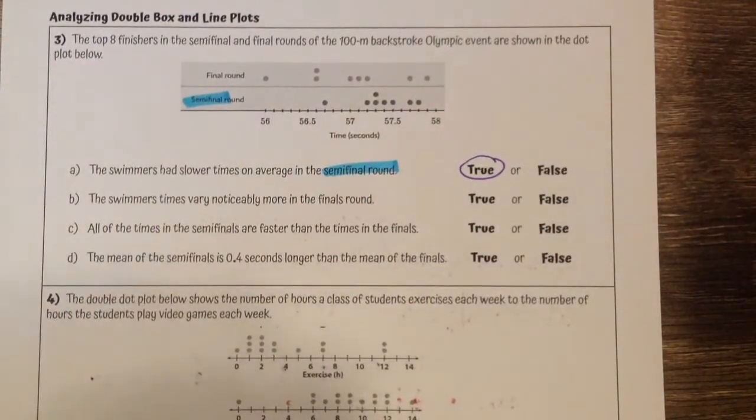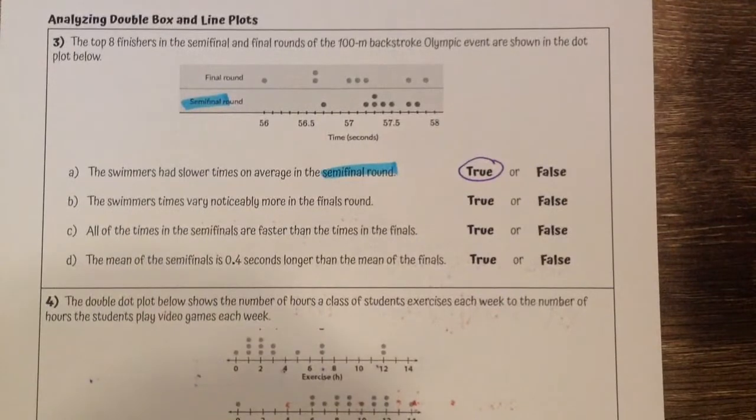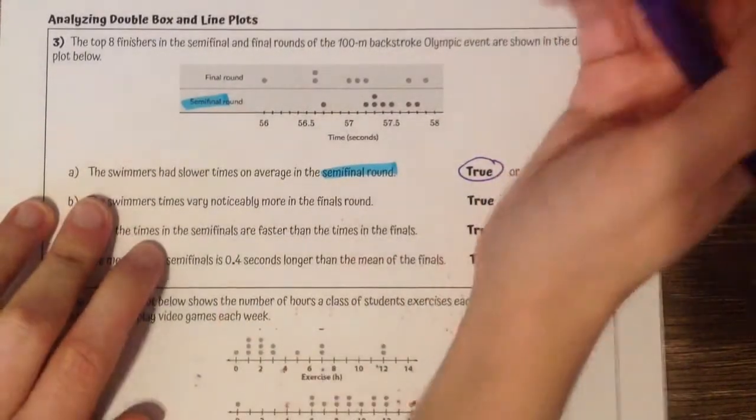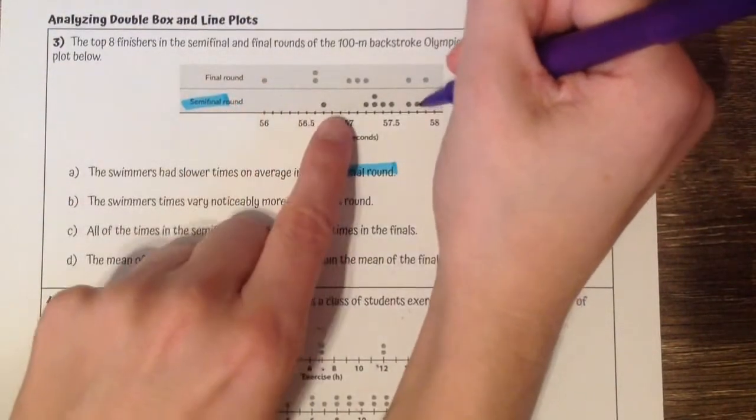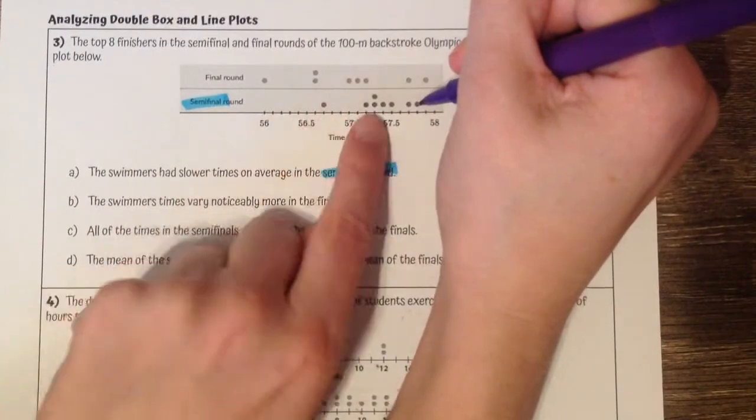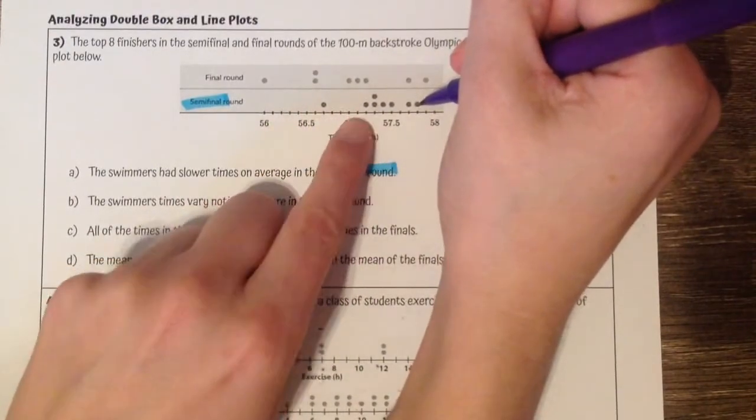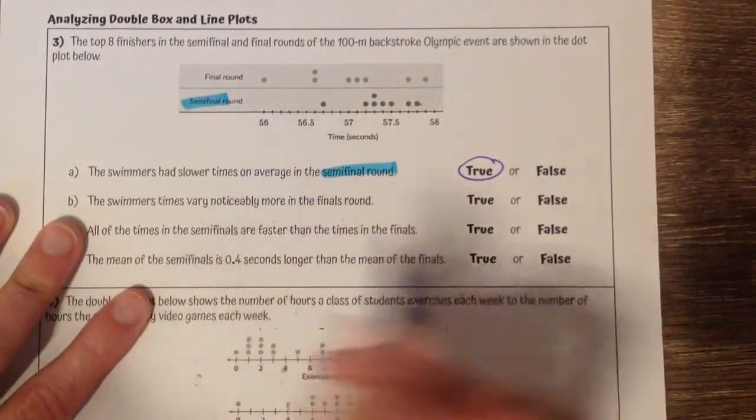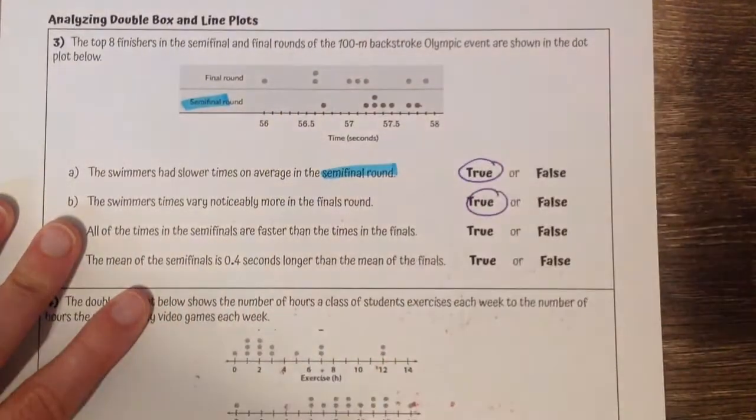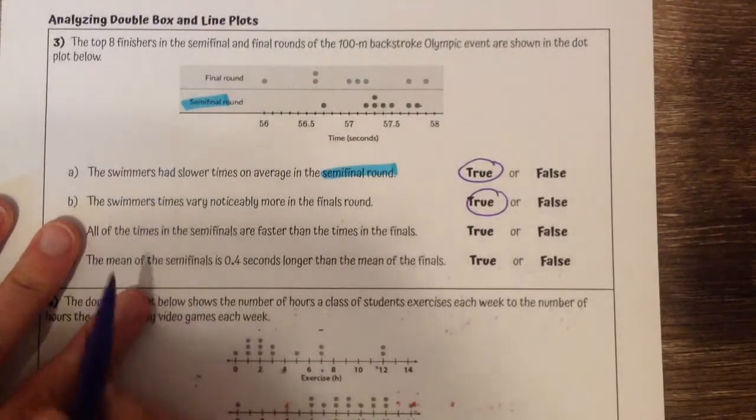For B, the swimmers' times vary noticeably more in the finals round. Well, let's look. The range in the finals round is this wide versus the range, and this one's kind of separate, is much smaller in the semifinals. So I would say, yeah, they do vary noticeably more in the finals. Not as clustered together.